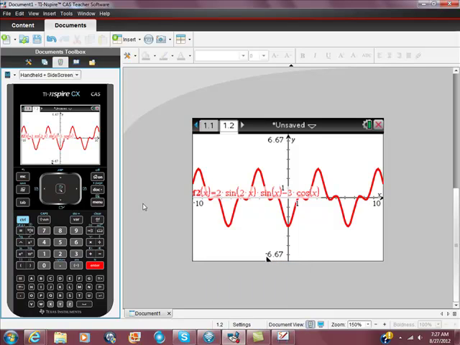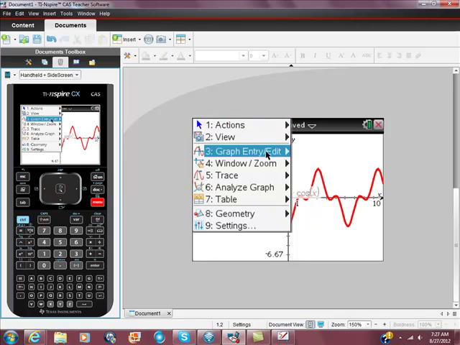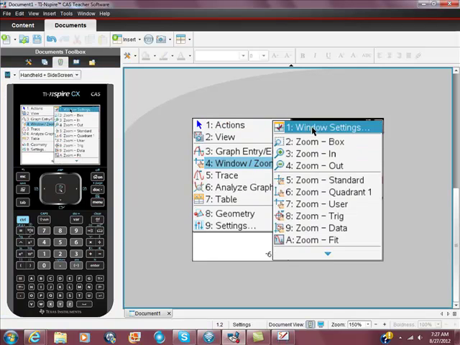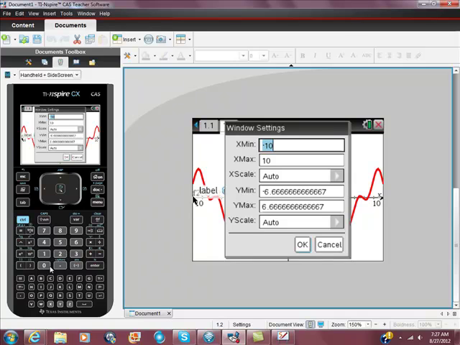So what I did was I went back to my calculator and I redid my window. You see the window here is from negative 10 to positive 10. I'm going to make my window from 0 to pi, I think. So I'm just going to go to menu. I'm going to go to window setting. I'm going to put it from 0.